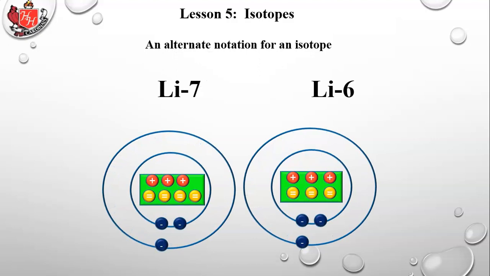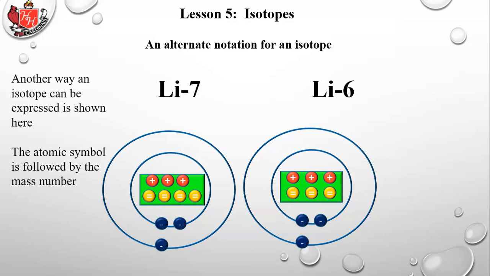An alternate notation for an isotope is what you saw before, just lithium-7 and lithium-6. Since the periodic table tells you that lithium has to have 3 protons, then you know that lithium-7 has 4 neutrons, and you know that lithium-6 has 3 neutrons. Another way an isotope can be expressed is shown here. The atomic symbol is followed by the mass number.